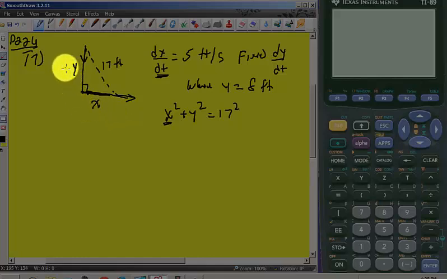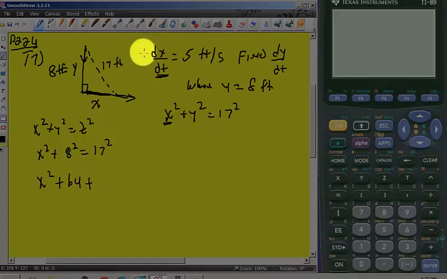Okay, so we know y to be 8 feet. So when it's 8 feet, we've got to find out what x is. So we're going to use the Pythagorean theorem. x squared plus y squared is equal to z squared. So we're going to put in x squared, which happens to be something we're looking for, plus y squared, 8 squared, is equal to 17 squared.